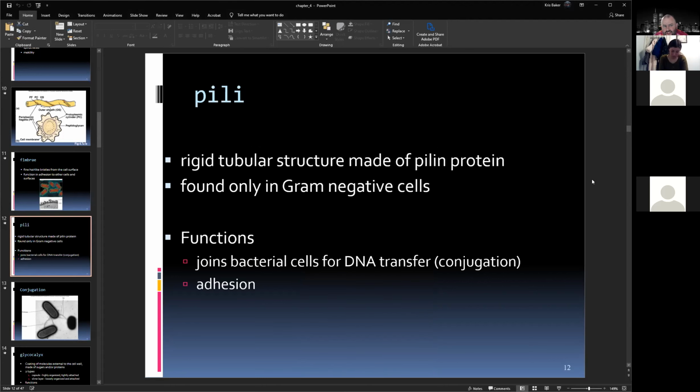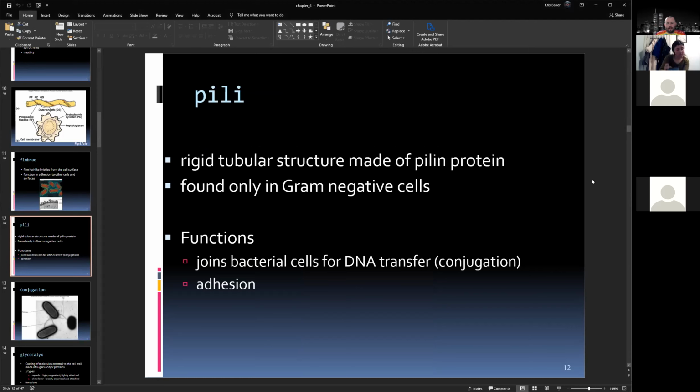Something that looks very similar to a fimbriae is called a pilus, or you will have pili. And the difference here is these are made from a specific protein called pilin. I've always said that scientists are completely unimaginative. Here's the proof.